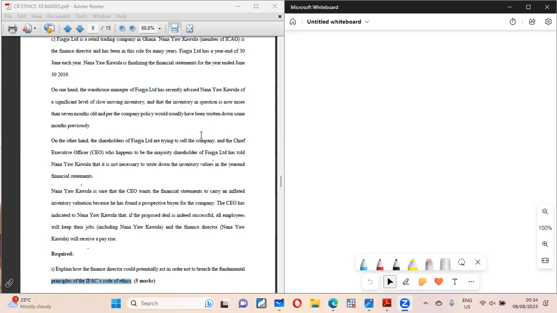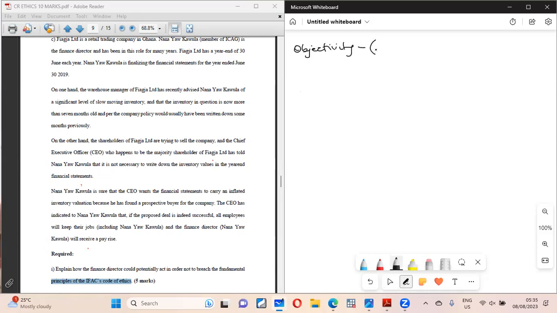You could see intimidation here. Okay. And so please, we never mentioned intimidation as part of our 5 code of ethics, did we? No. Where did the intimidation fall under? So don't go and write intimidation. Integrity. Objectivity. Okay, the objectivity answers the intimidation. Please learn them well.